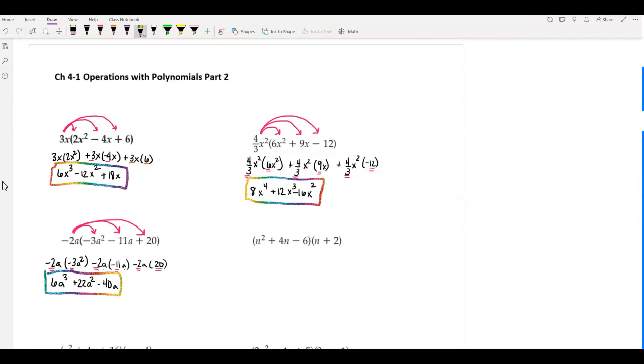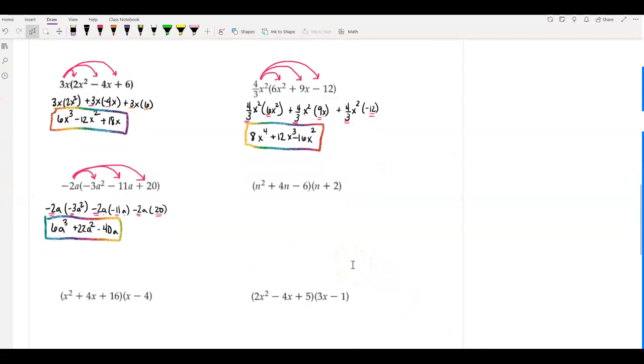All right, so those were monomials times polynomials. And now we're going to do a binomial times a trinomial. So here we were doing 1 term times 3 terms, 1 term times 3 terms, 1 term times 3 terms. But now we have 2 terms times 3 terms. And that just takes an extra step in that distribution.